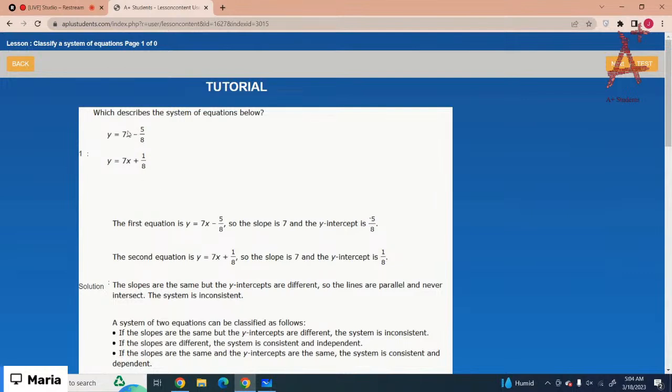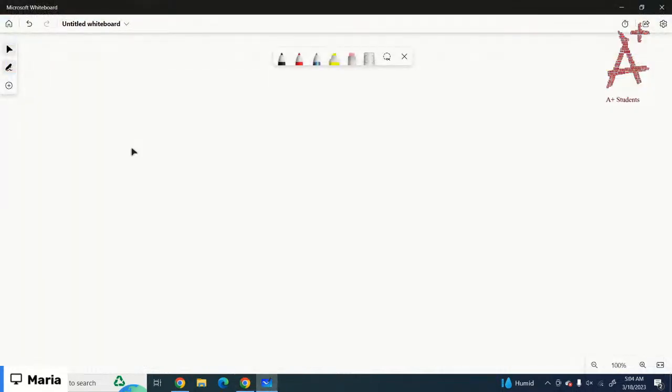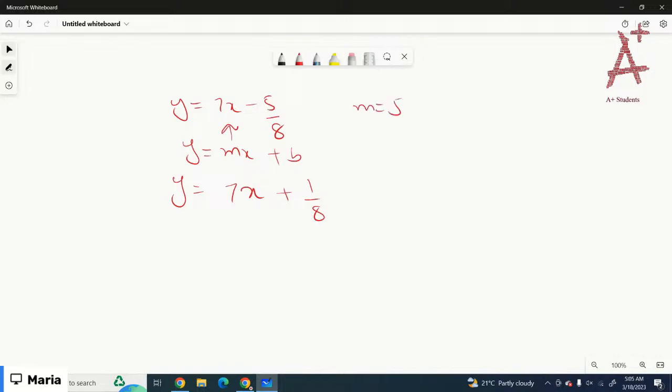Basically the first equation is y equals 7x minus 5 over 8. And the second one is y equals 7x plus 1 over 8. Just compare these equations with the general form of the equation, that is y equals mx plus b. So for equation number 1, the slope m is 7 and the y-intercept is minus 5 over 8. Got it? Then for the second equation, m equals 7 and the y-intercept is 1 over 8. b is the y-intercept.